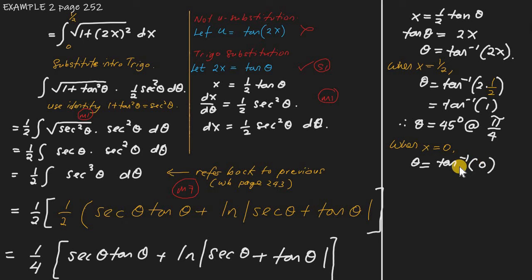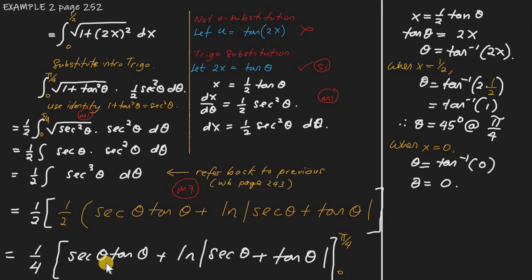So what is tangent theta as 0? Tangent theta is 0, meaning the angle theta should be 0 radians. Hence our boundary, we change in terms of theta. The boundary that we have got is 0 to the upper boundary, pi on 4. So over here, we replace the lower boundary as 0 and the upper boundary as pi on 4.